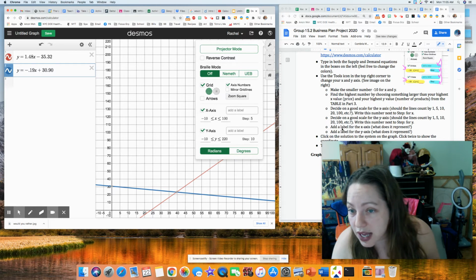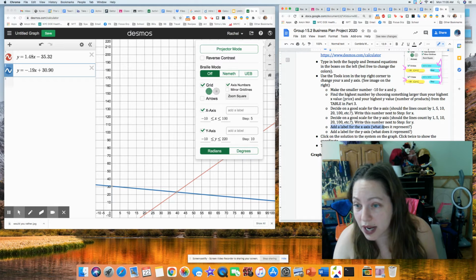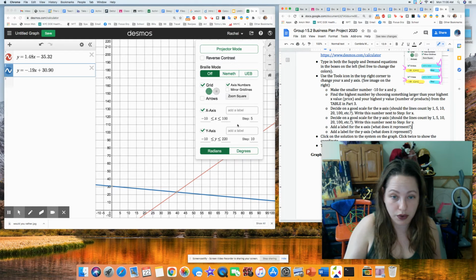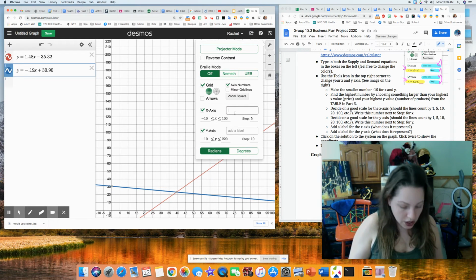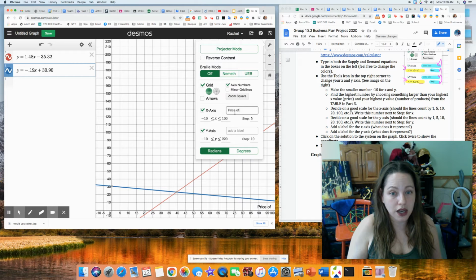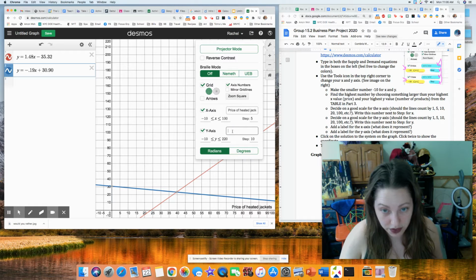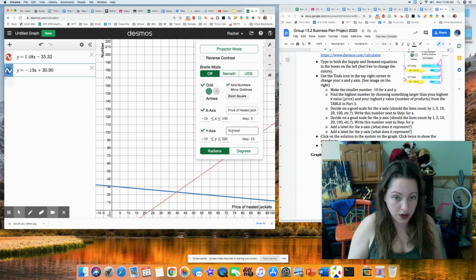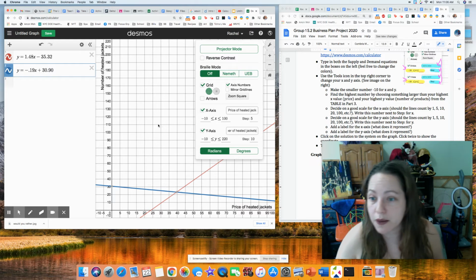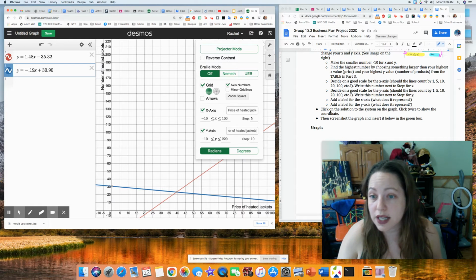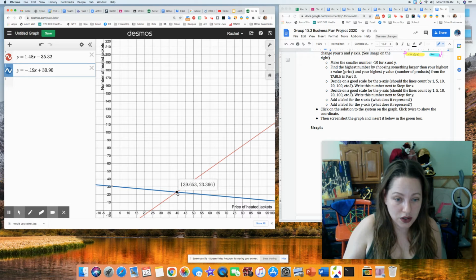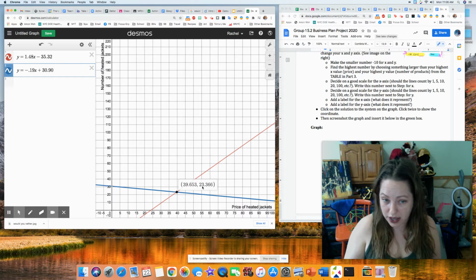Then it says I need to add a label for my x-axis. So my x was the price, so here I add a label. So this was the price of heated jackets. That was what I was selling. Yours is different. And this was the number of heated jackets. Notice that the labels pop up here. Last thing it says to do is click on the solution to the system on the graph. So I just click there and it shows me that solution.